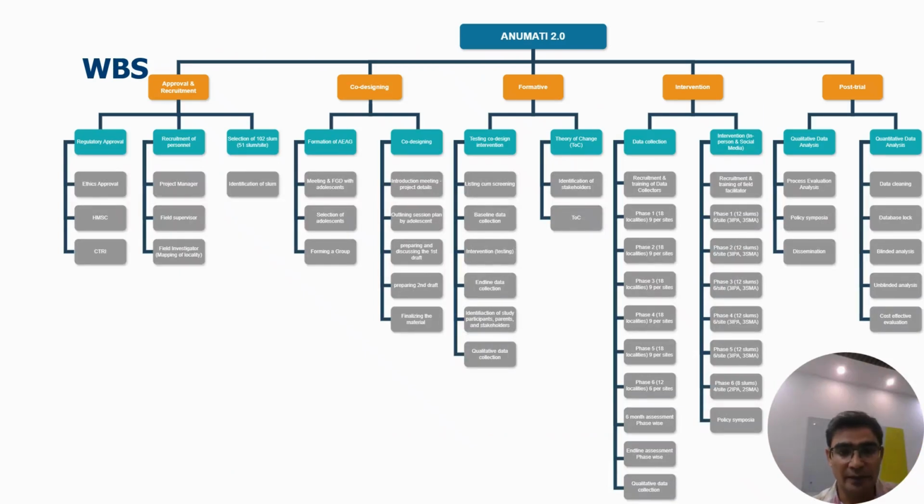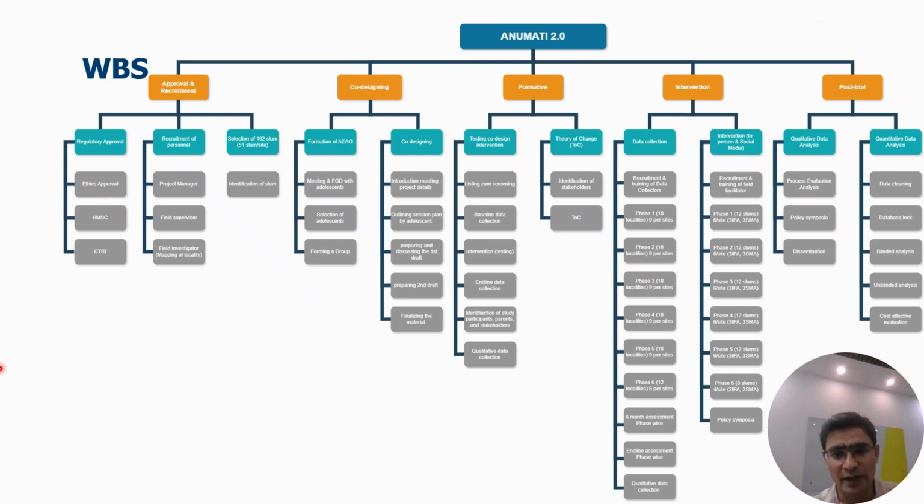Initially, start developing your WBS on an Excel sheet. Break your project into phases, then phases into tasks, and then tasks into subtasks. Here is an example of an Anumati WBS in a visual form. WBS helps to ensure that every step is accounted for and is clearly assigned to a team member. It's a great tool for tracking progress and avoiding missing any step.